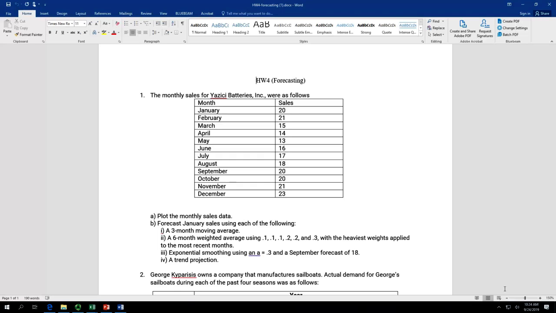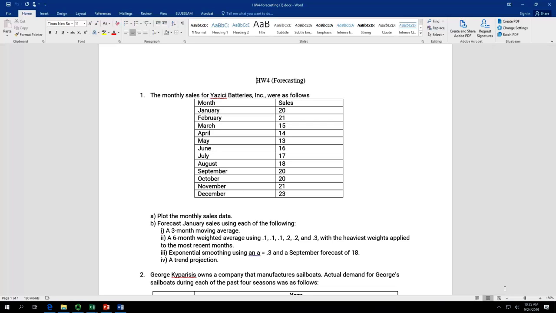And number 3 is to use the exponential smoothing model, remember? The new prediction equals the previous prediction plus 0.3 times the real number minus the prediction number, using alpha equals 0.3, and the September forecast of 18. So use this one; it is the exponential smoothing.